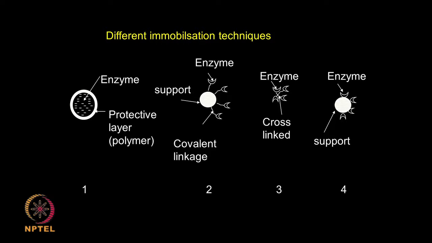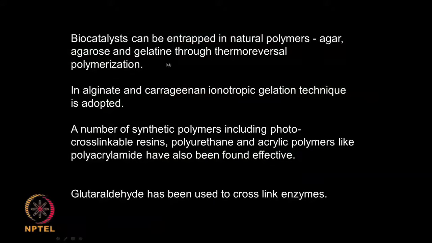Of course, the enzyme may lose a little activity, but generally they are kept for a very long time. Immobilized enzymes especially remain active much longer than native enzyme, and if you are doing any reactions, we can do it for many cycles without any problem. Biocatalysts can be entrapped in natural polymers like agar, agarose, gelatin, alginate, carrageenan. So, we can use all these types of biopolymers. A number of synthetic polymers we can also use, like polyurethane, acrylic polymers, acrylamide. Okay. Glutaraldehyde has also been used for cross linking enzymes in support.